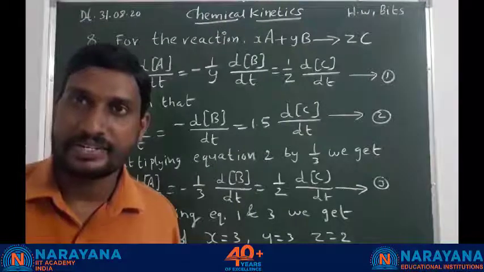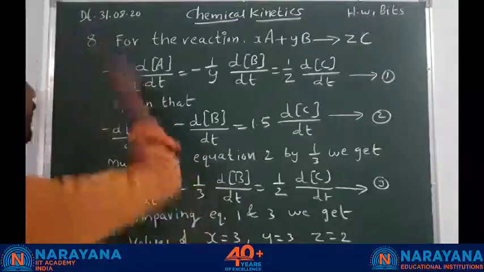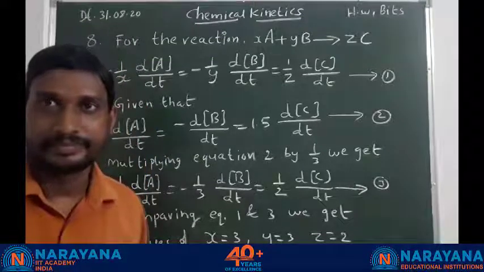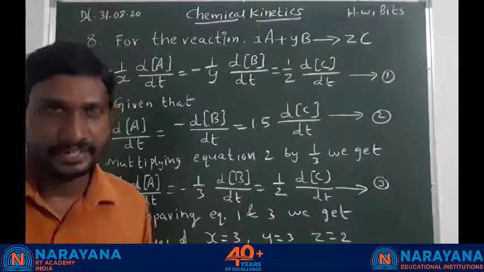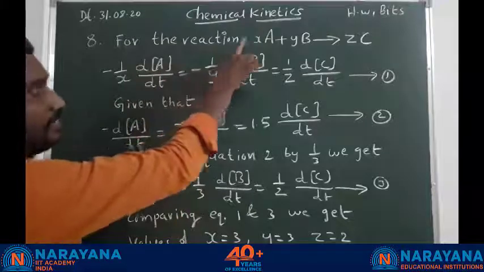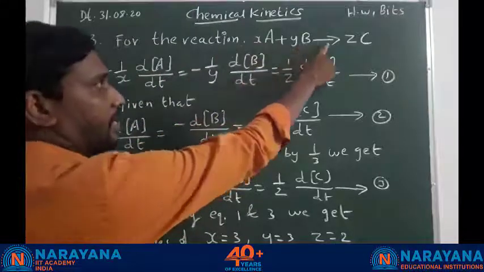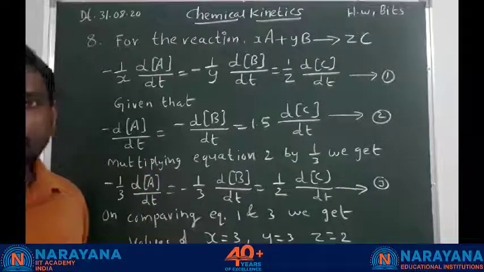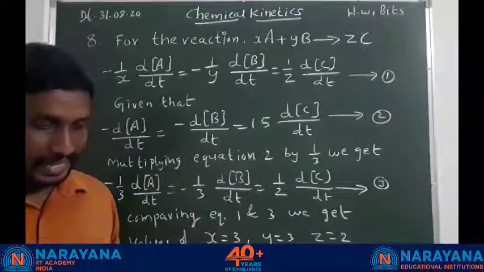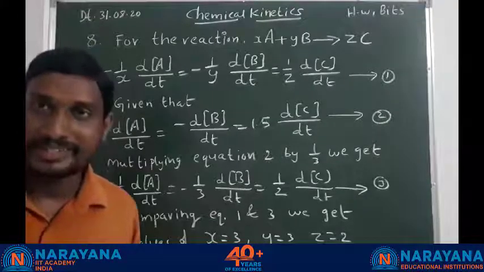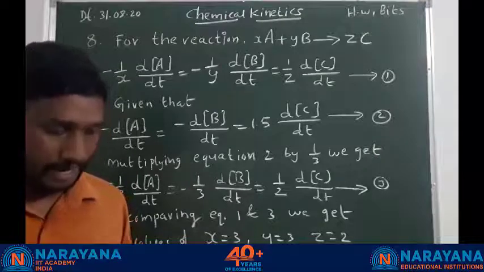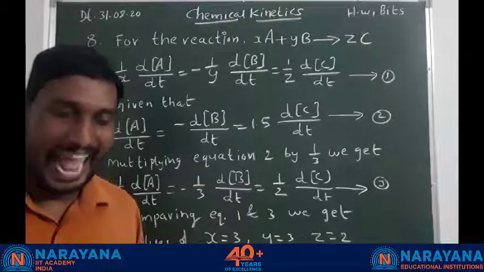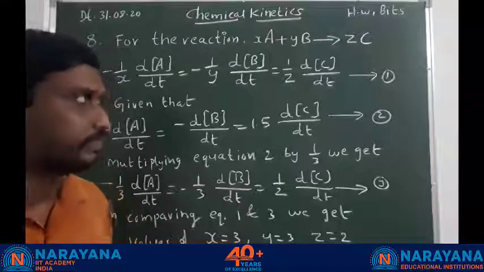For topic chemical kinetics, date 31st August 2020. Level 1, question number 8. For the reaction xA plus yB gives rise to zC, okay students, if minus dA by dt equals minus dB by dt equals 1.5 dC by dt, then x, y and z are, that is the question.